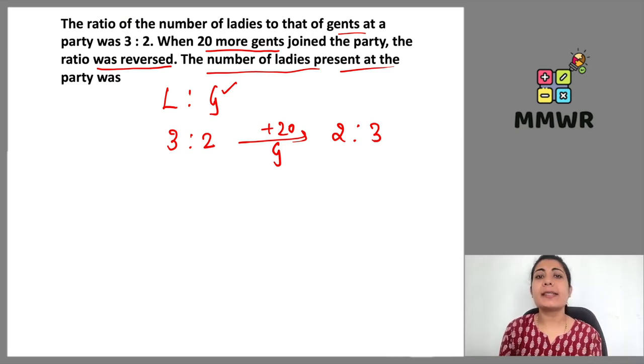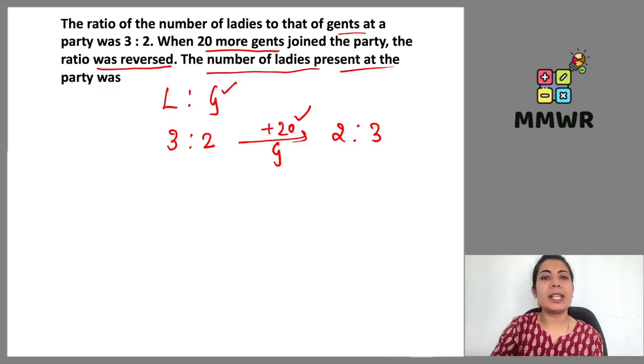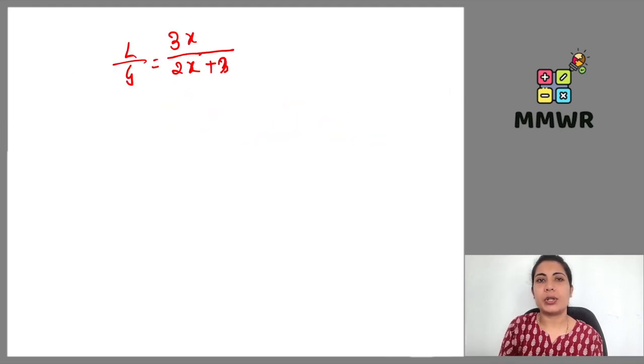The ladies are the same number, only more gents have been included in the party. Ladies are still 3x. 20 more gents have joined. After joining 20 more gents, the ratio has reversed, that means it has become 2:3. Now we simply have to simplify this equation to get the answer. This is the basic method.